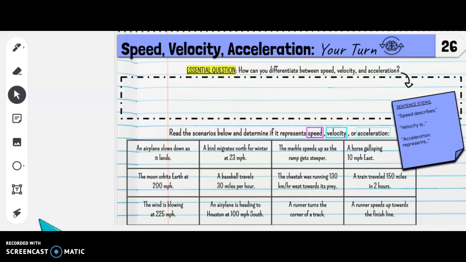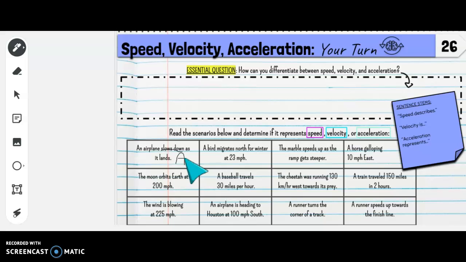An airplane slows down as it lands. Alright, keyword, slows down. So I'm going to underline that right here. Alright, so we know that is acceleration. So I'm going to put A because the airplane is slowing down.